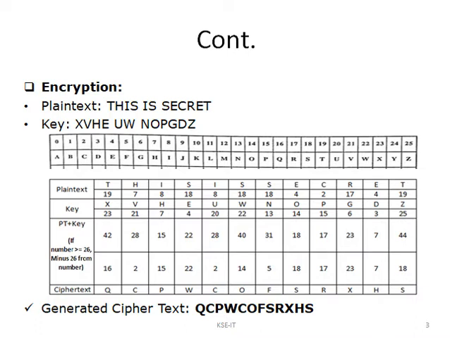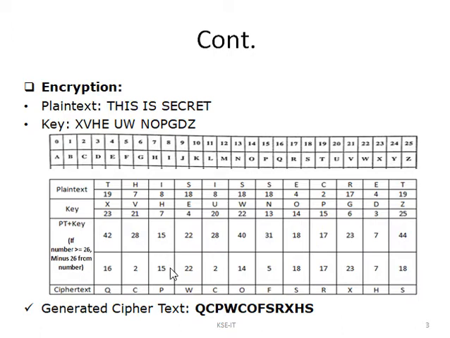Now see the result. If the resultant number is greater than or equal to 26, then subtract 26 from that number. See, this is the first number, 42, which is greater than or equal to 26. So we have to subtract 26 from 42. 42 minus 26 gives you 16. The next number is 28, which is also greater than or equal to 26. So subtract 26 from this number. 28 minus 26, 2.